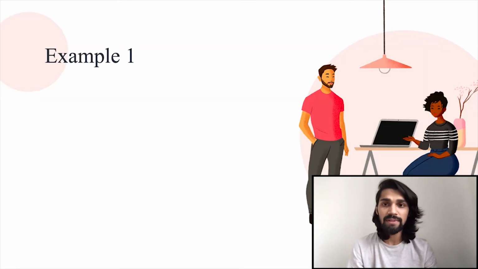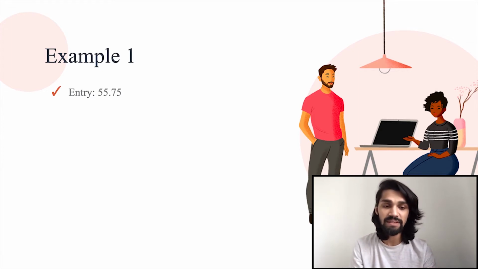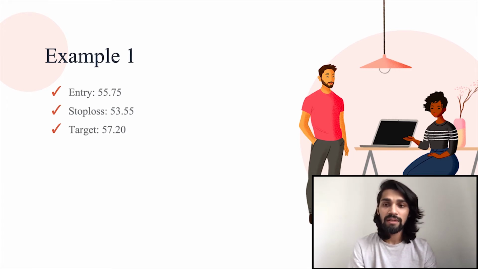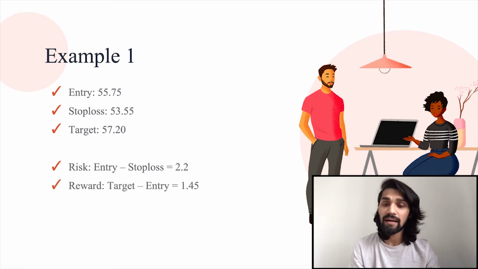Let's consider one example. Suppose you find a stock where you find the entry at 55.75 rupees. You consider your stop loss to be at 53.55, your target to be 57.2. So you take out risk by subtracting stop loss from entry. So entry minus stop loss, that is 55.75 minus 53.55, would give you 2.2 here, and you take out your reward, that is target minus entry. So target is 57.2 minus entry 55.75, you get 1.45.